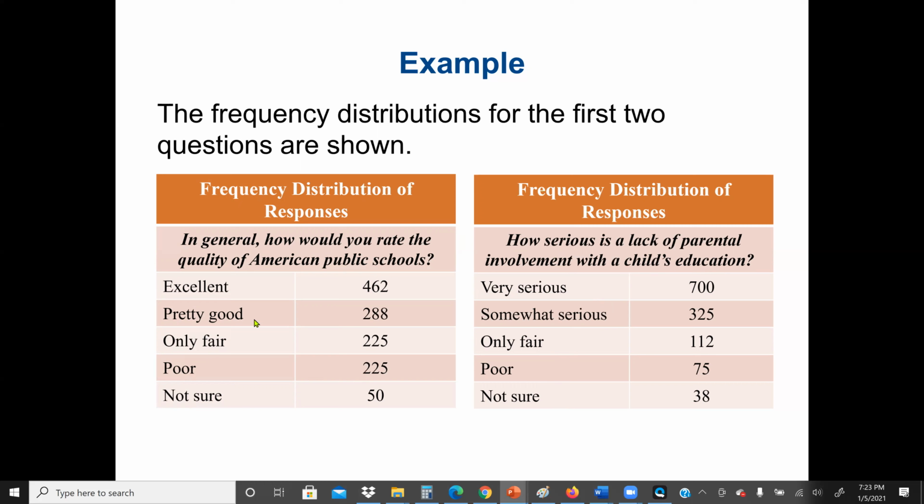So again, the first column is our classes. The second column is our frequencies. So excellent, we have 462. Pretty good, we have 288. Only fair, 225. Poor, 225. And not sure is 50. So again, in the frequency table here, we are using qualitative data. So here we can see excellent, pretty good, only fair, poor, not sure. These are qualitative. We're also going to see an example where we can use quantitative data to, again, create the frequency distribution table.